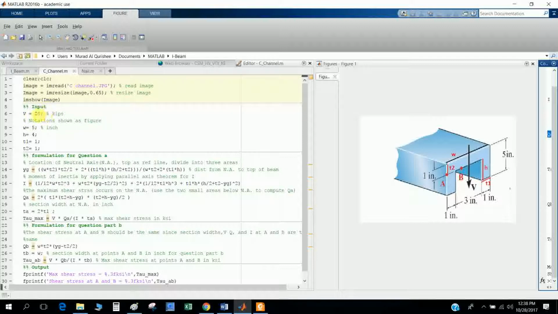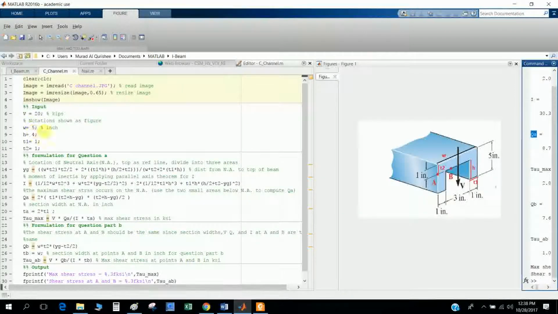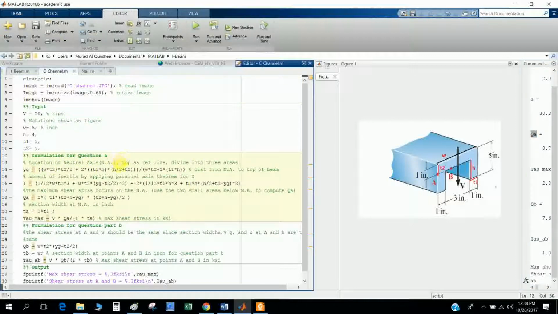So let's talk about the code. I input here the maximum shear V according to the question. I define w, and w is 5, that is 1 plus 3 plus 1, 5, and h here, h is total 5 minus 1, that will give you 4. This is t1, which is 1 inch, and this is t2, which is also 1 inch.